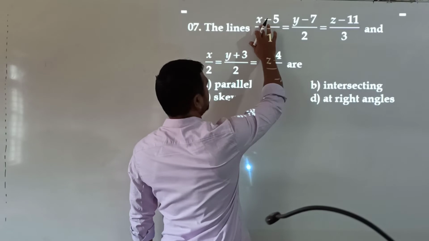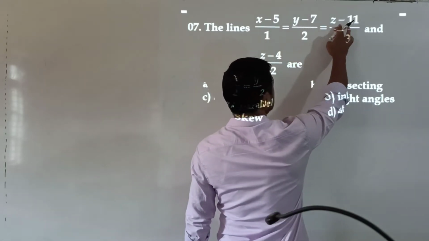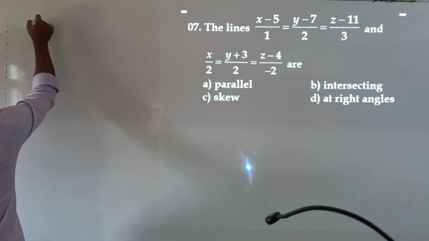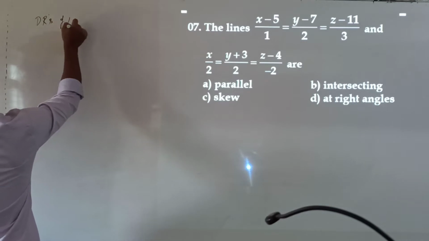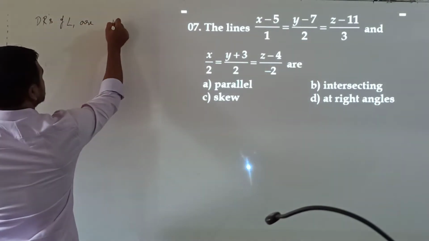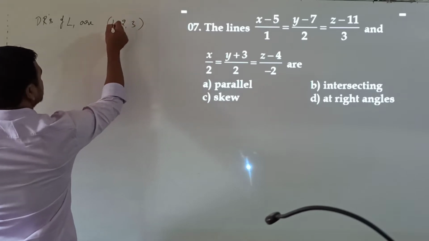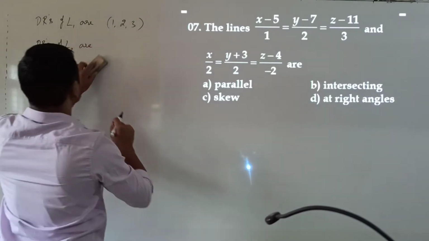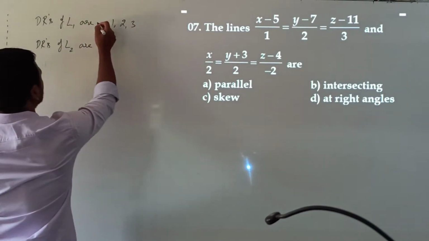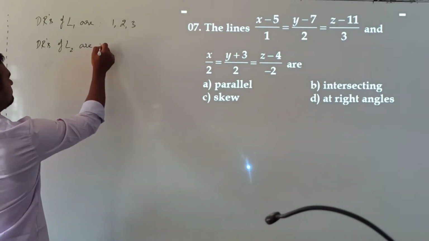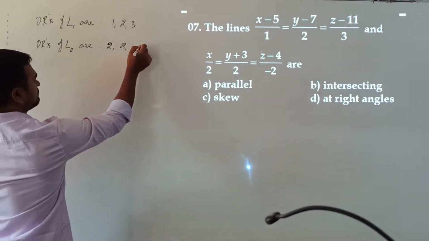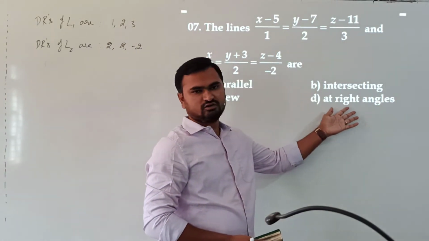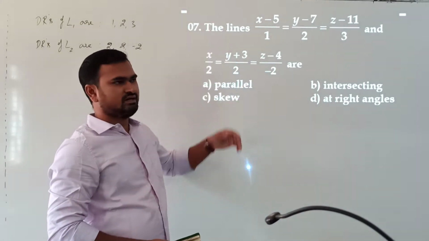The first line is in the form x minus x1 by a1, y minus y1 by b1, z minus z1 by c1. So what are the DRs of the first line here? DRs of L1 are 1, 2, 3. Next, the DRs of the second line are 2, 2, minus 2.